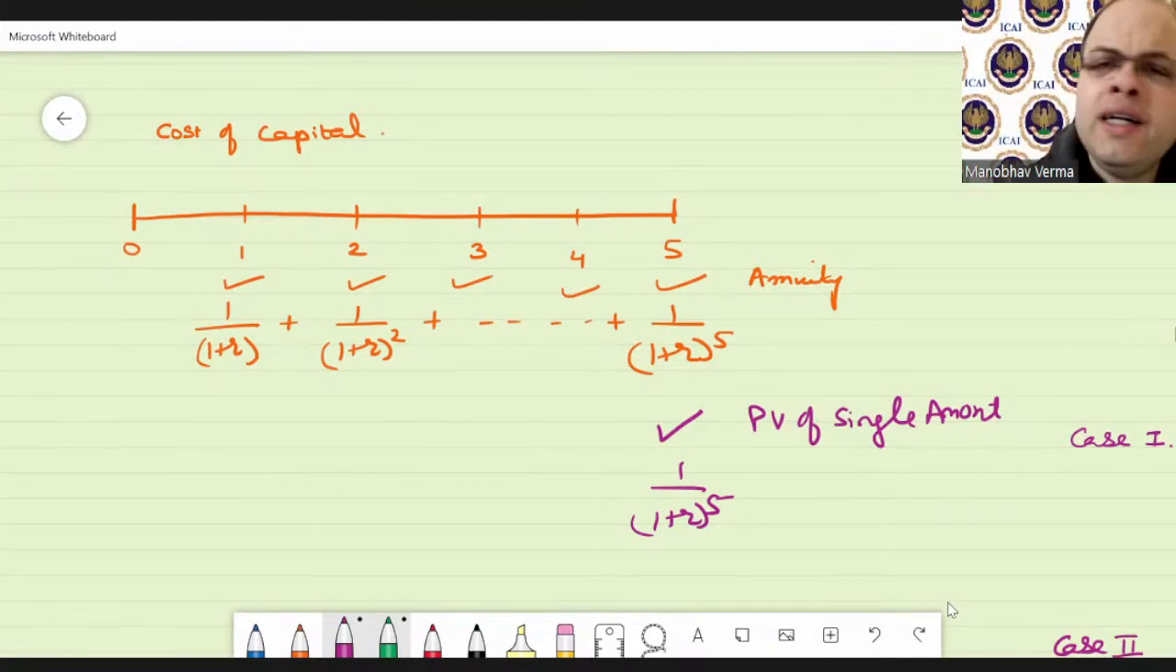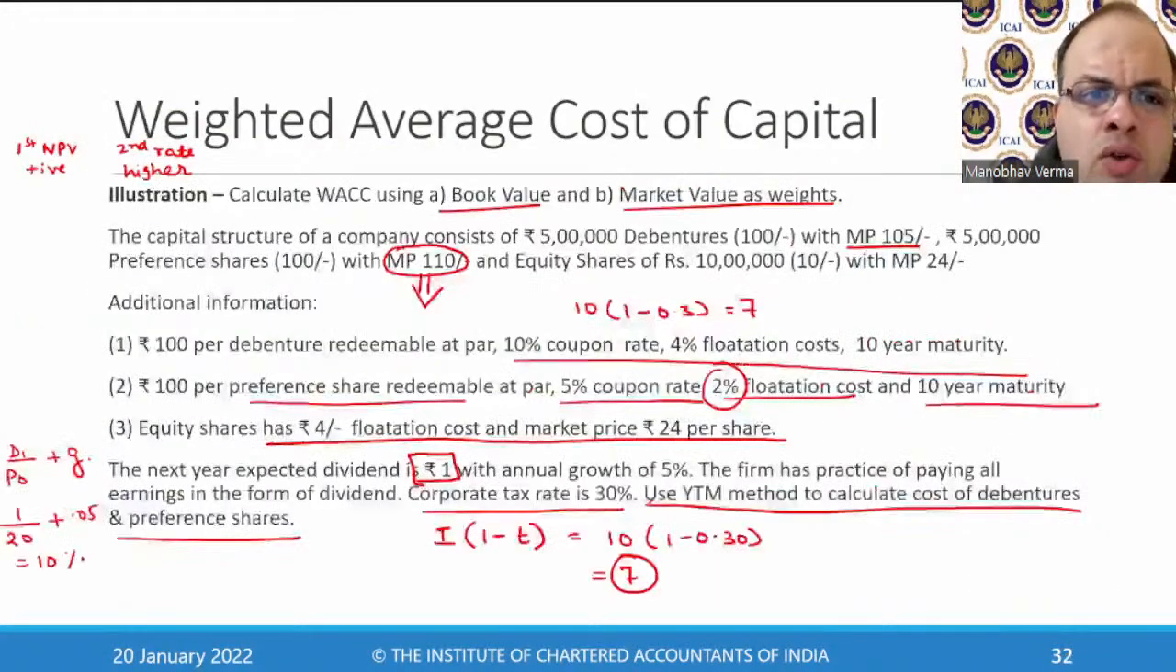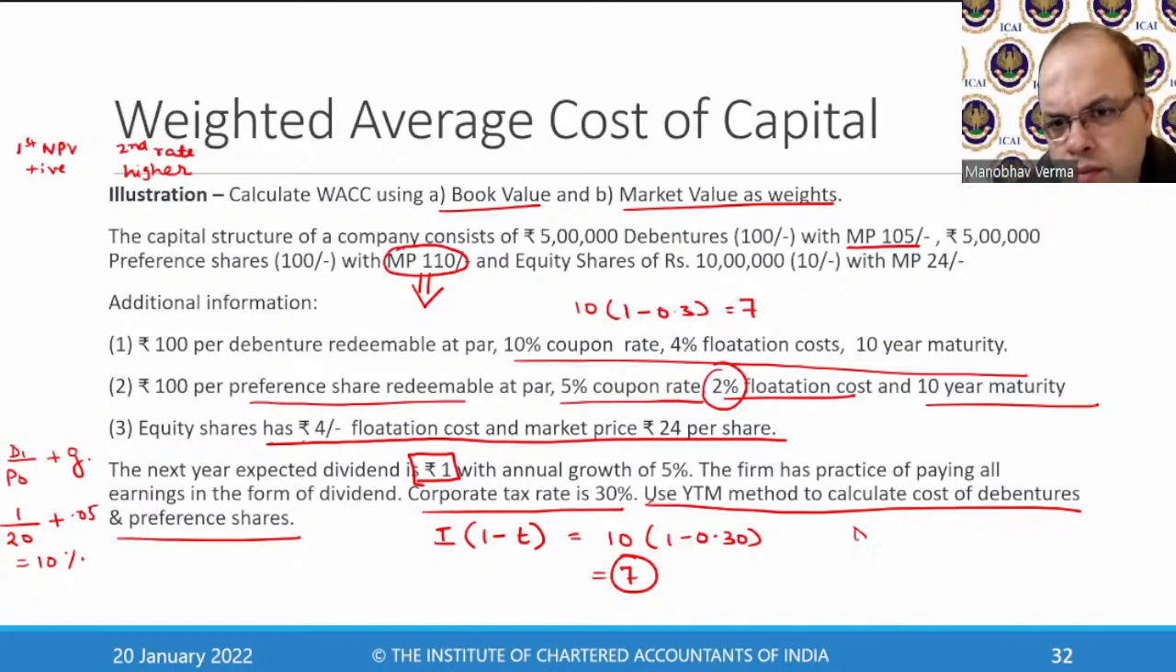Now, those of you who have got it clear, can you also quickly calculate the weighted average cost of capital using market value as weights? So who is going to give me the market value, guys? What is the market value of the debt, the debentures? Let's quickly calculate the market value weights.